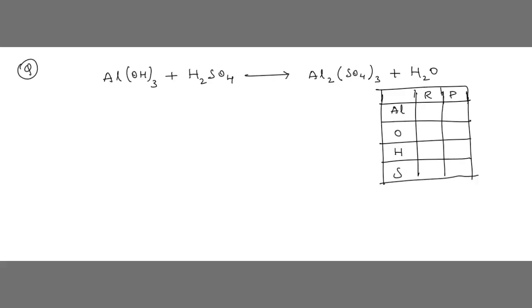Now come back to this. How many Al we have? 1 Al. Correct, no? We have LHS side, we can see LHS side, this side. How many Al we have? 1 Al. RHS side, how many Al we have? 2 Al. Done? Good. Now O, come back to O.